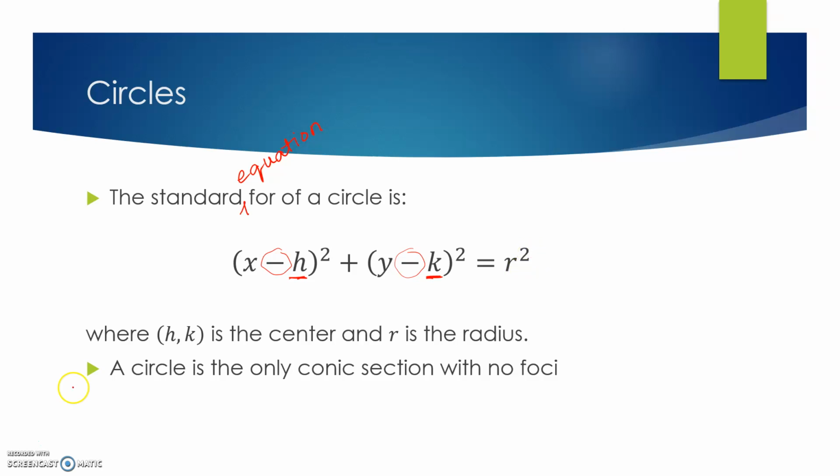And this is important. A circle is the only conic section with no foci. On your quiz, it will tell you to label or find the focus or foci if applicable. The circle is the only thing that does not have foci, because every point on the circle is equidistant from the center, so it doesn't need foci.